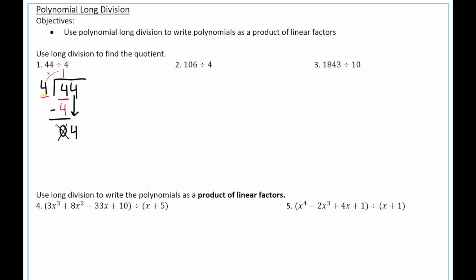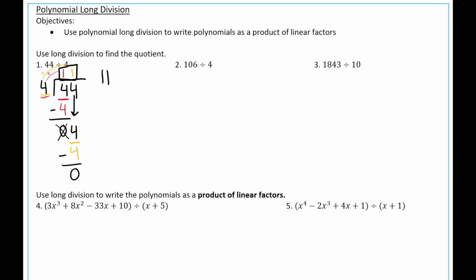This 4 goes into 4 one time. Okay, I do it again. I do 1 times the 4, which is 4. And now I subtract, and I have a remainder of 0. There's nothing left. And hey, what do you know? My answer is 11. 4 goes into 44 11 times.